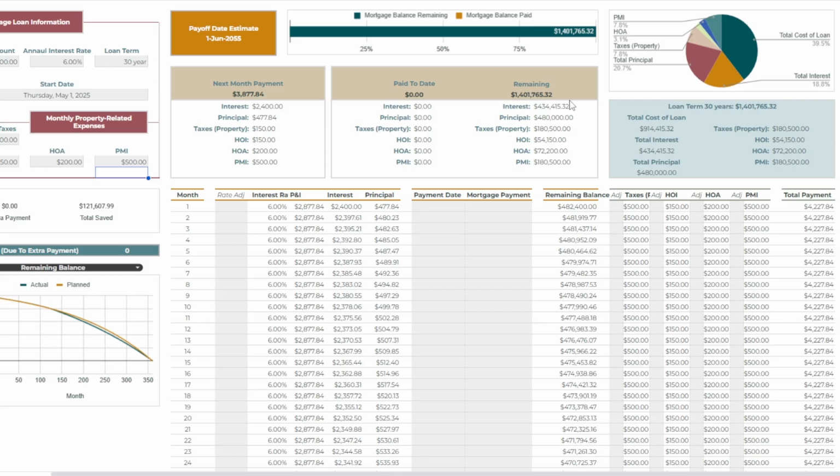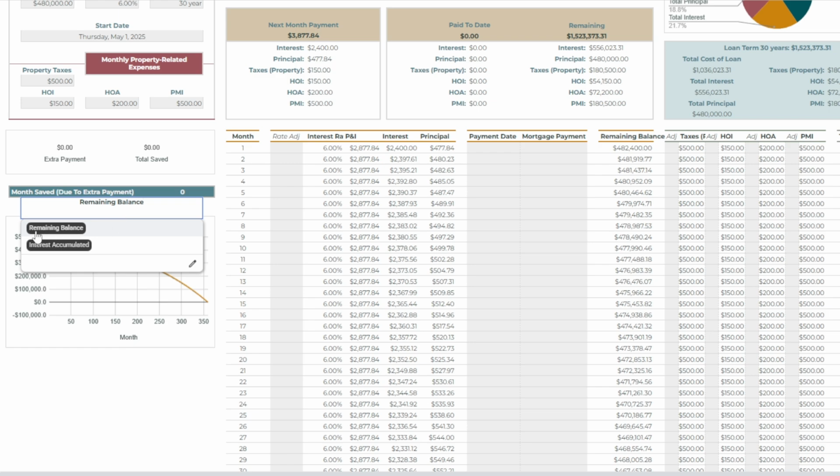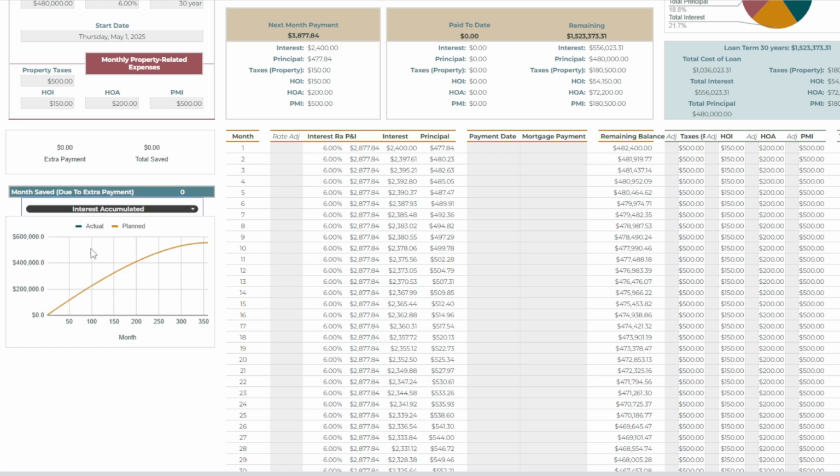The charts also show the total cost of the loan over 30 years, breaking it down into total interest paid, total principal paid, and ongoing costs like property taxes, homeowners insurance, HOA fees. Down in the bottom left corner, there's a line graph that helps visualize your loan over time. Using the drop-down, you can switch between viewing remaining balance or interest accumulated.